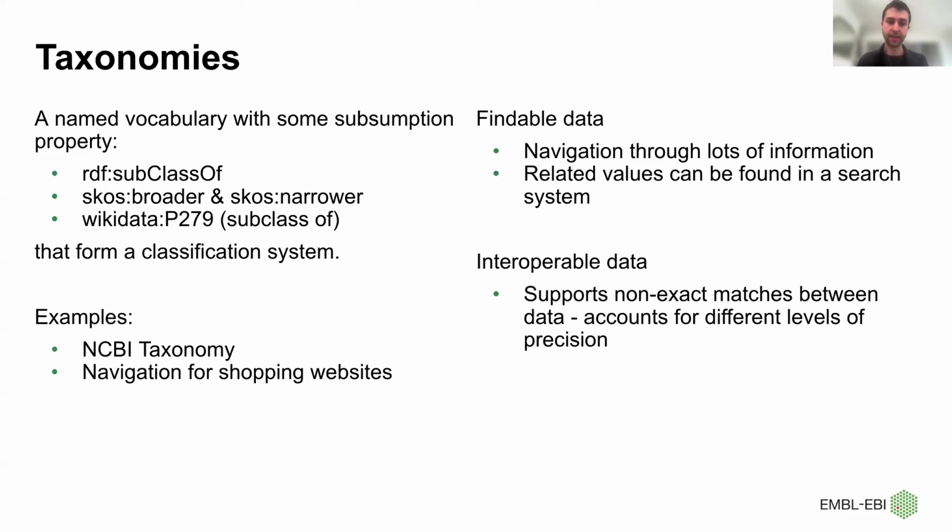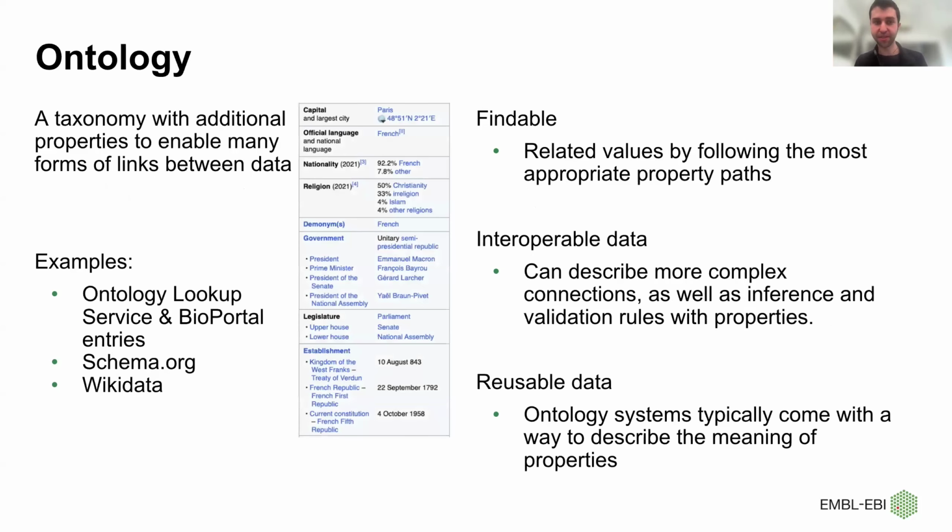And when it comes to combining data from multiple sources, those sources might not have the same level of precision, but these taxonomic structures can be used to join up data in logical ways. And finally, onto ontologies. It's taken a few minutes, but we're there. They're generally a taxonomy with many other properties that provide a way to describe various links between concepts.